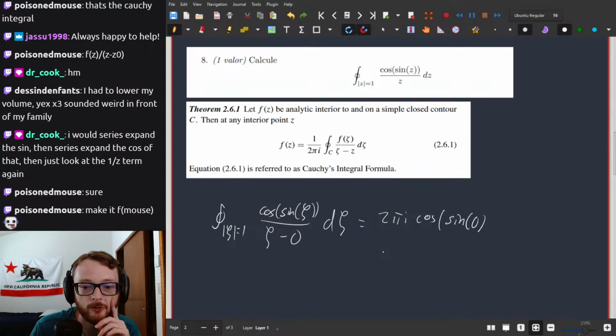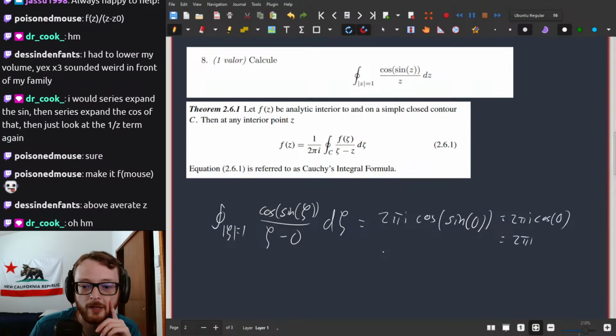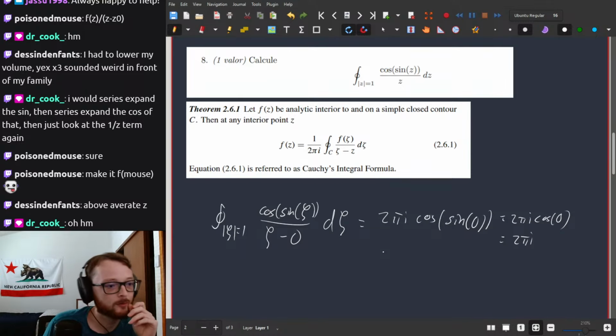Cosine of sine of 0. 2πi, sine of 0 is 0. Cosine of 0 is 1. So just 2πi. Nice.